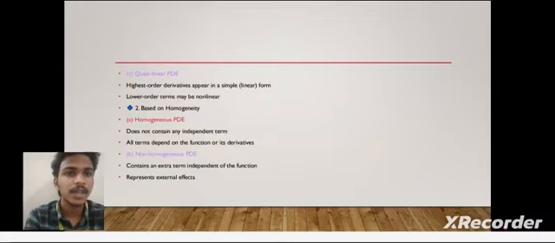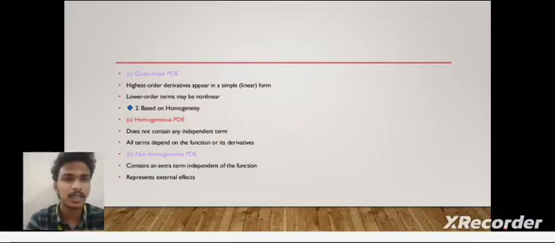Highest order derivatives appear in linear form. Lower order terms may be non-linear. Based on homogeneity: a homogeneous PDE does not contain any independent term. All terms depend on the function or its derivatives. A non-homogeneous PDE contains an extra term independent of the function.